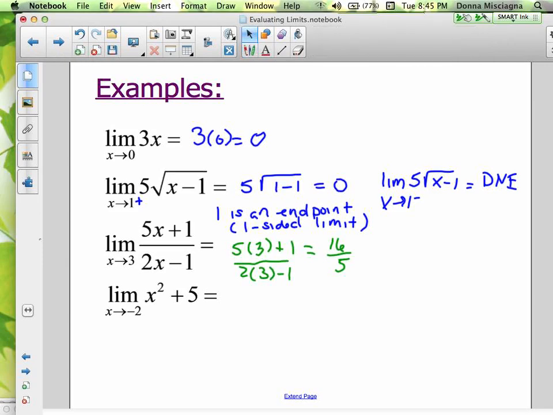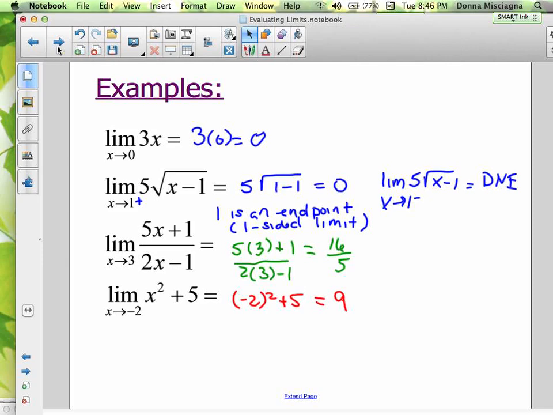And then the last one there, the limit of x squared plus 5 as x approaches negative 2. Polynomials are continuous everywhere, so we can just plug in. You can just substitute. So that's going to be 4 plus 5, or 9. So these are nice, friendly, well-behaved functions we can just substitute in. The only one that wasn't well-behaved was the radical function, because that was a one-sided limit.